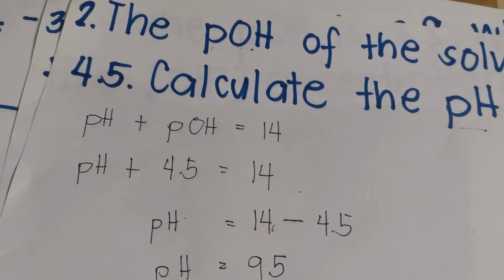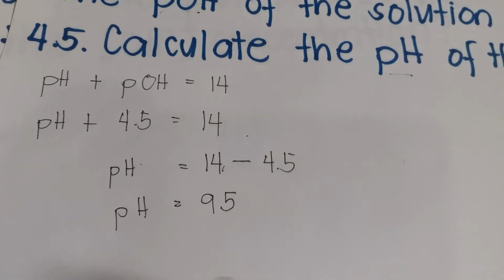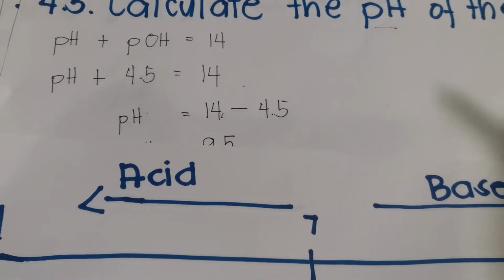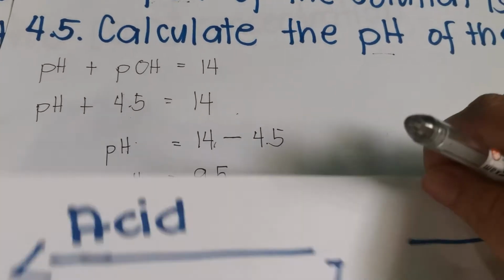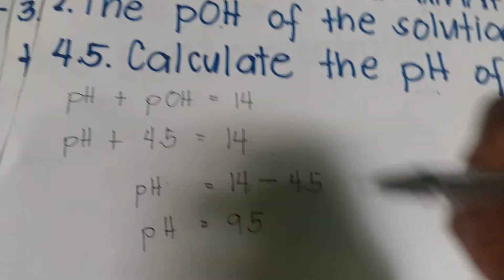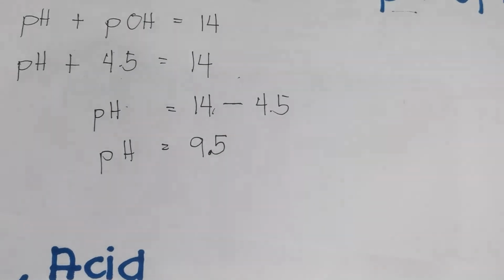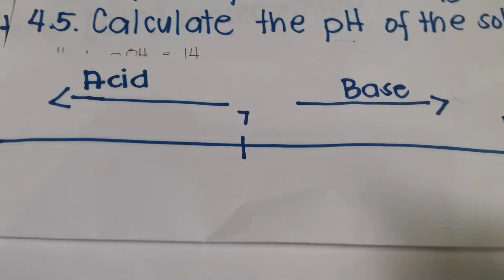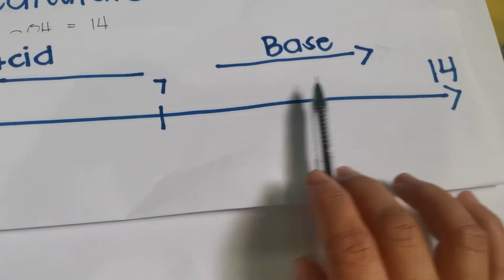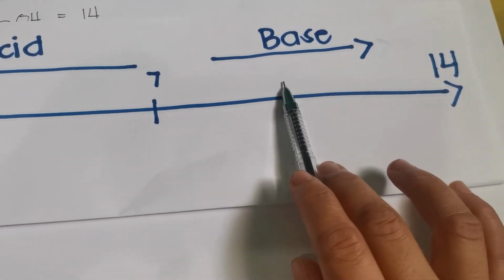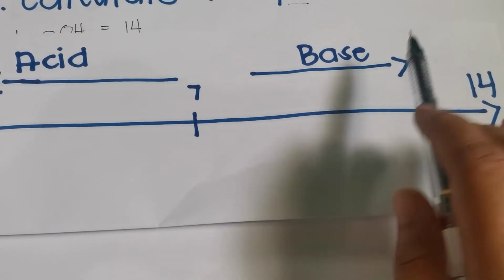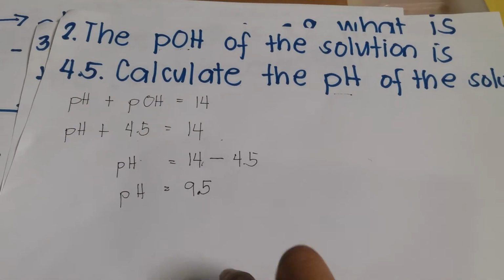Now go back to the question. Is the solution acidic or basic? Since we have the pH of 9.5, what do you think the solution will be? It comes here, 7, 8, 9. So it means the solution is basic, or on the base side. Okay, that's for number 2.